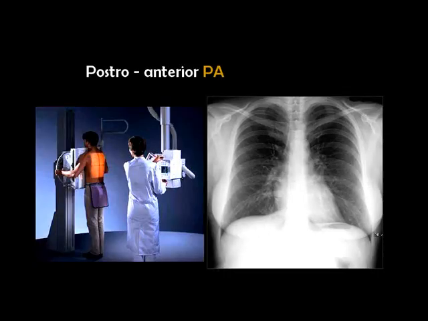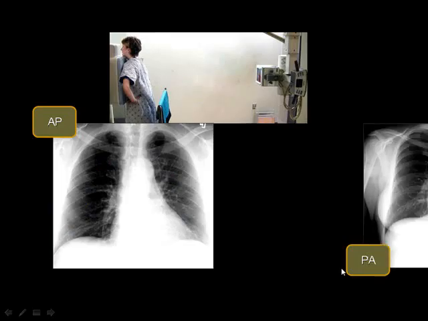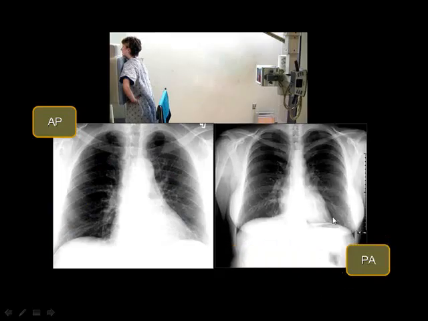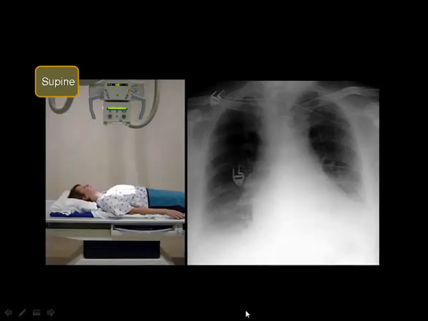And this is the chest PA, or postero-anterior view, and this is the difference between the postero-anterior and the antero-posterior view. When the patient is facing the film, the heart is near the film, so you will see no magnification of the cardiac shadow. But if the patient is facing the tube, this is the antero-posterior view, the heart will be somewhat away from the X-ray film, so you expect some magnification of the cardiac shadow. This is the same patient, postero-anterior view and antero-posterior view.